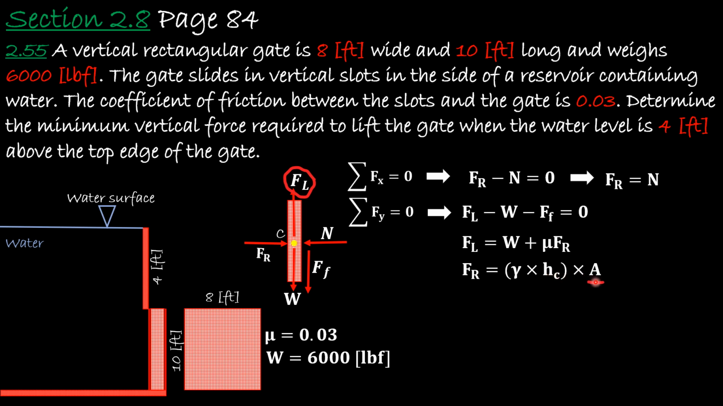So the area in here, we can find it in here. This is a rectangle, so 10 by 8 will give you 80 feet squared. Next, h sub c. We know that half of 10 is 5. So when we go up, 5 plus 4 will give us what? 9. So that will be our h sub c. That will be 9 feet.